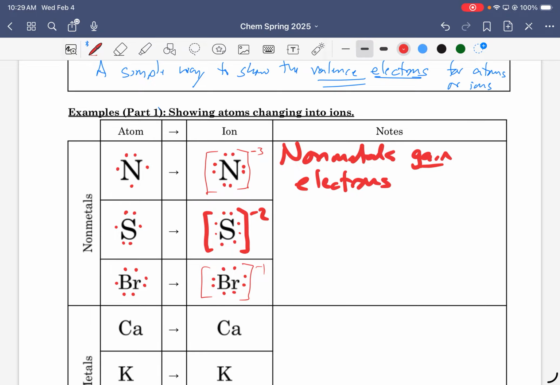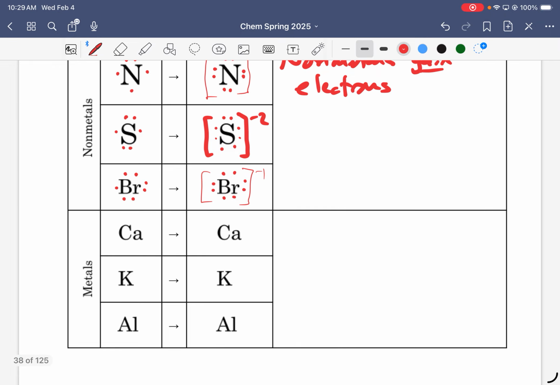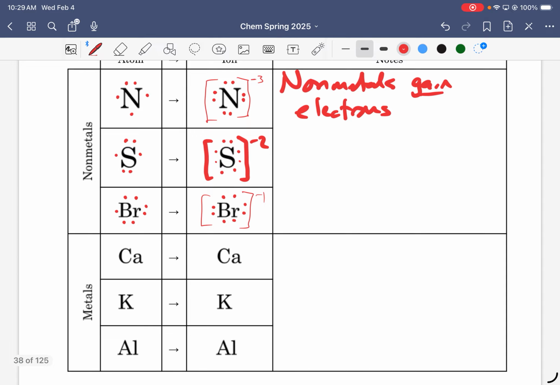Okay. So again, remember that nonmetals gain electrons. Metals are a little bit different. They're doing the same thing, but remember that they gain their octet by losing electrons. So metals lose electrons to become stable. Okay.